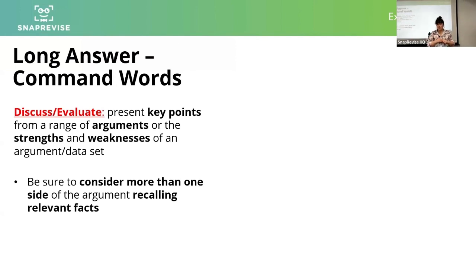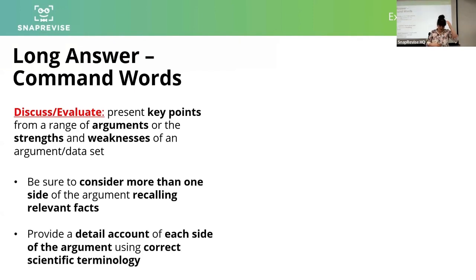That's where students often lose marks, is that they forget to present the opposite side of the argument. If you've been asked to discuss, if you've been asked to evaluate, even if you think the answer is clearly on one side, so it's clearly a pro or it's clearly a disadvantage, you need to give the advantages as well. You need to give the other side of the argument, otherwise you won't get all the marks. You need to provide a detailed account of each side of the argument using correct scientific terminology.